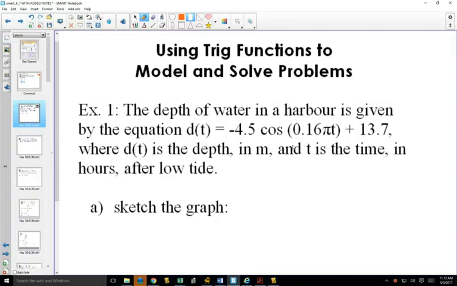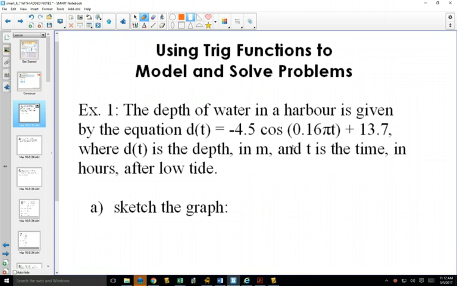So what we're going to do is we're going to do these examples in place of the ones in your textbook. I think they're more in line with what you'll see on your final exam. So these are going to be word problems that relate to sinusoidal functions.